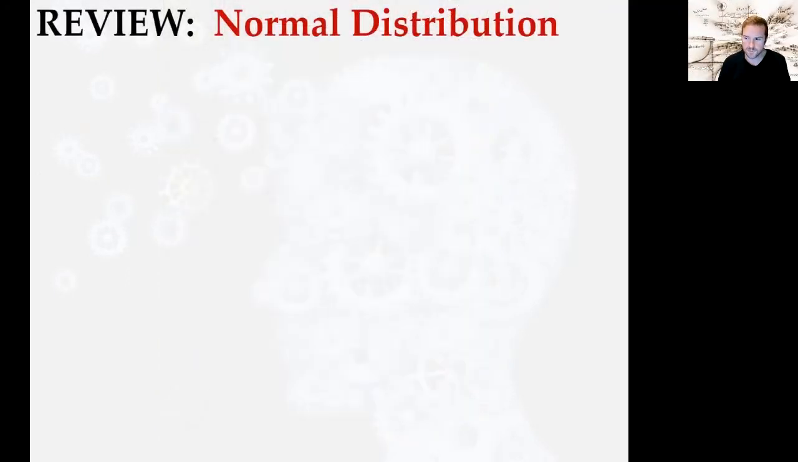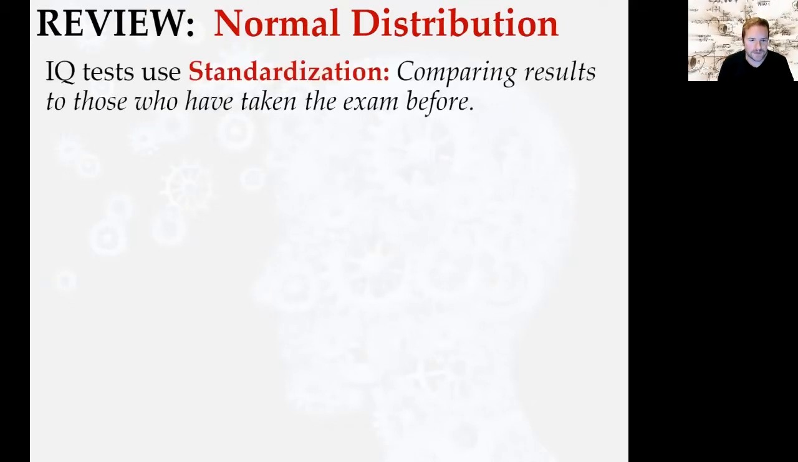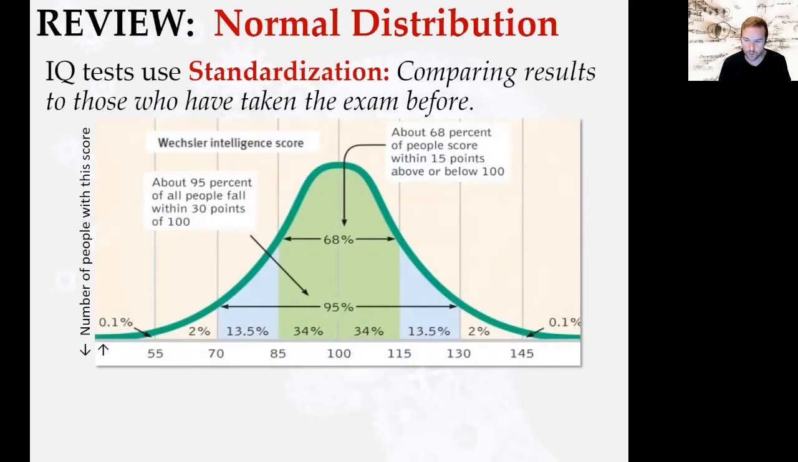The normal distribution. IQ tests use standardization, which is comparing the results to those who have taken the exam before. This gives you a normal curve. Remember, we're looking at the scores for intelligence tests. So most people, 68% of people, their scores fall within 85 and 115. On average, most people get around 100 for a score on their IQ test.